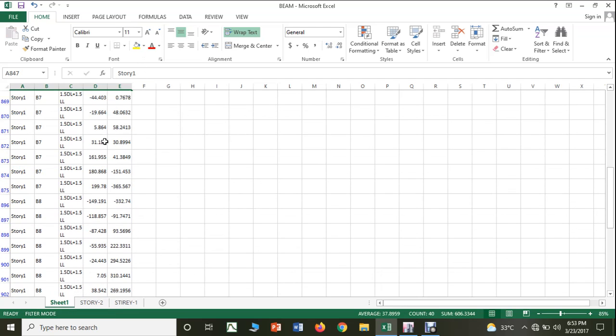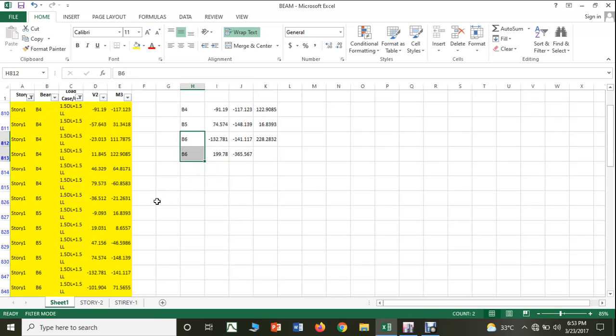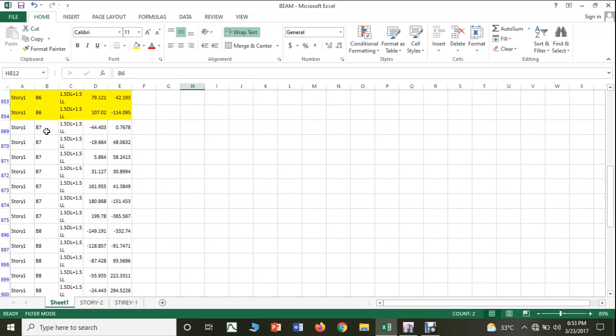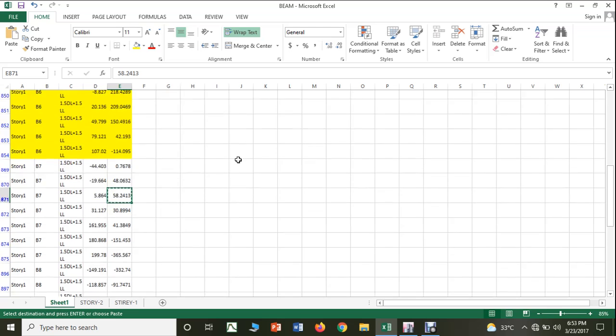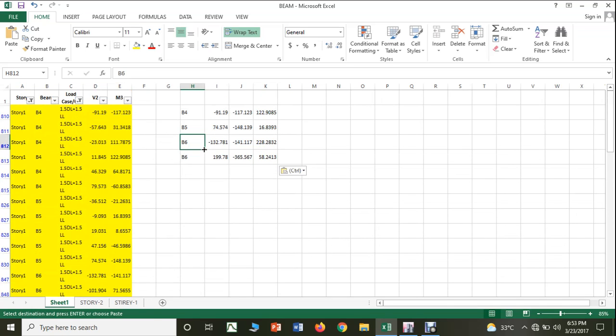The next you have is beam 7, from here to here. In that, the highest value is this one, so therefore this is beam 7. And what about the positive one? Out of this beam 7, the positive one will be 58, right? The positive will be 58. So that is about beam 7.